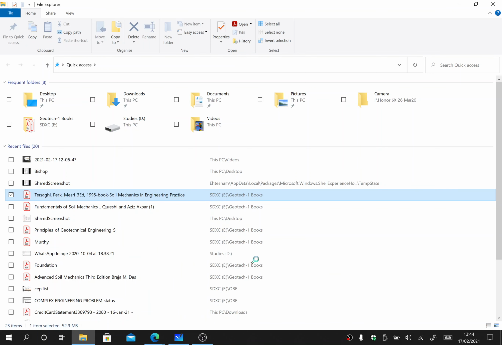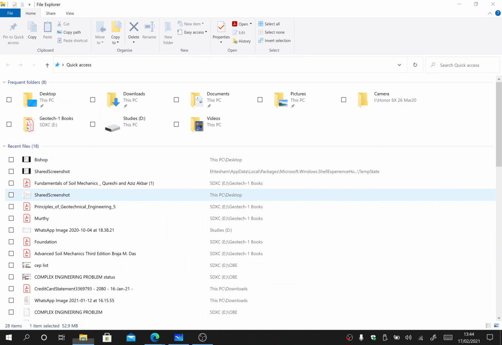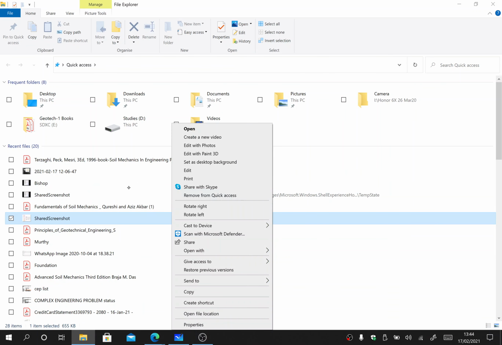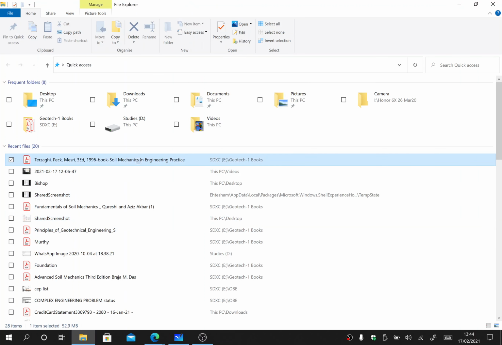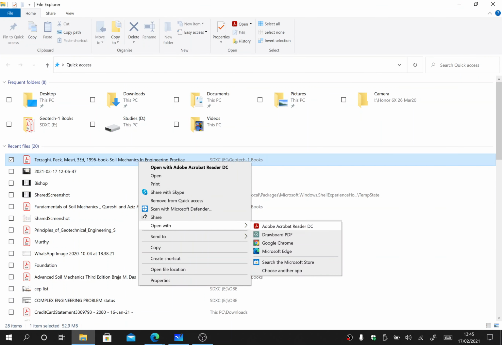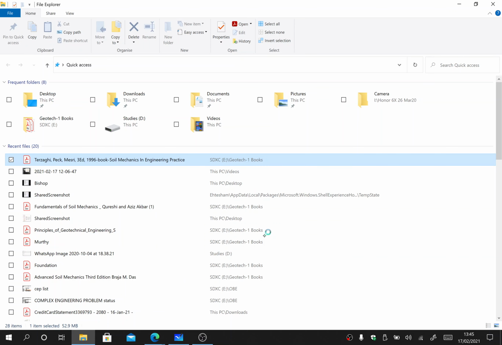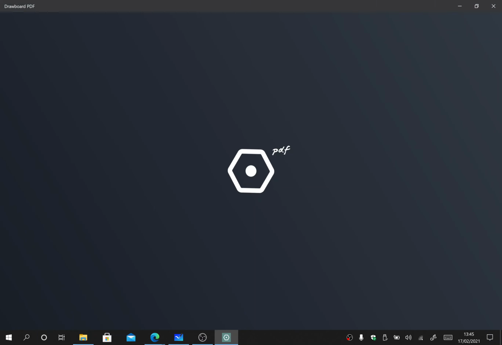Just let me open that up. Sorry, where is that? Terzaghi and Peck, this one. So we will do this directly from the Terzaghi and Peck book.